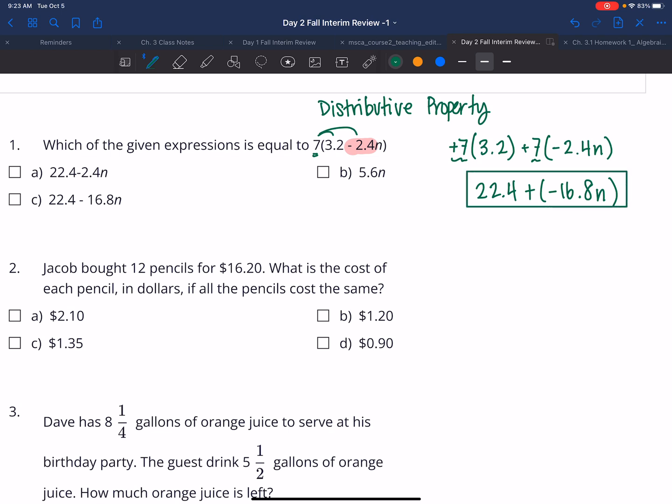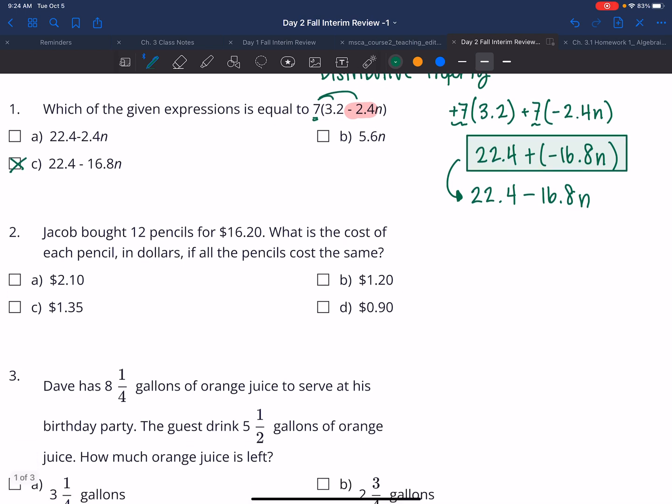don't see it. So what's going on? Remember, we can go back to the other way to rewrite this. We can write 22.4, and rewrite the addition of a negative as subtraction, which is minus 16.8n. This could also be our other answer, and it matches one of our multiple choices. All right, guys. That is distributive property.